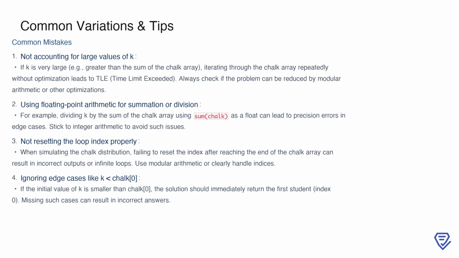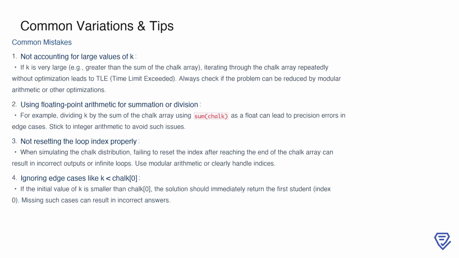First, not accounting for large values of k can lead to inefficiencies. For example, if k is much larger than the sum of the chalk array, repeatedly iterating through the array without optimization can cause a time limit exceeded error. Instead, you can use modular arithmetic to reduce k by taking k modulo the total sum of the chalk array.